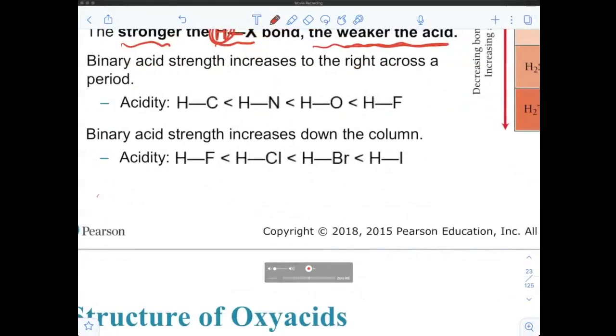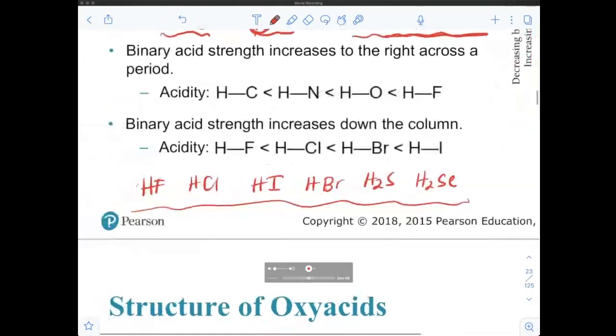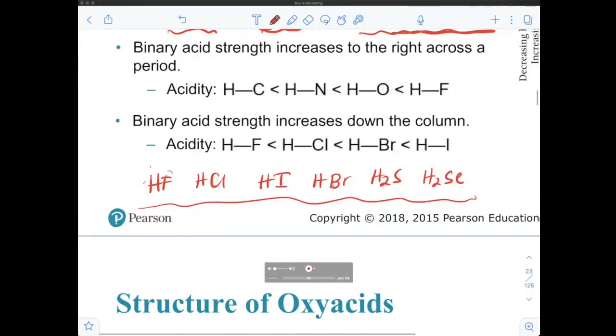So we have HF, HCl, HI, HBr, H2S, what else? H2Se. These are all examples of acids. If you look at them, what they have in common is, once again, these are binary acids. You have a hydrogen and a nonmetal, because acids tend to have hydrogens and nonmetal at this level that we're defining. Most of your acids have nonmetal attached to hydrogen, correct?